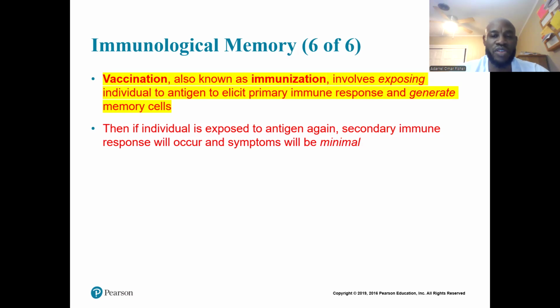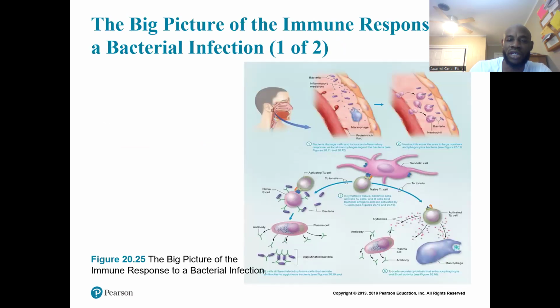Vaccination, also known as immunization, involves exposing individuals to an antigen so that they can get the response and develop the memory B cells for that specific antigen, so that the next time they see that antigen again in quote unquote real life, you already have the antibodies made for it. You'll go right into your secondary immune response instead of your primary immune response. And that is the big picture.